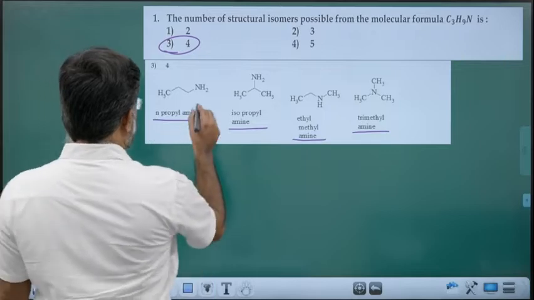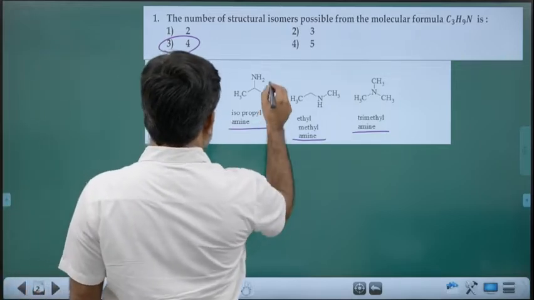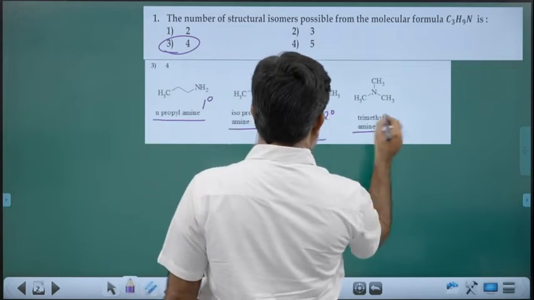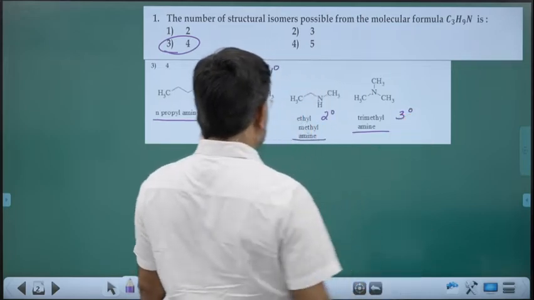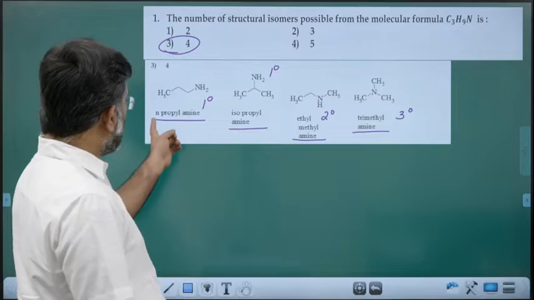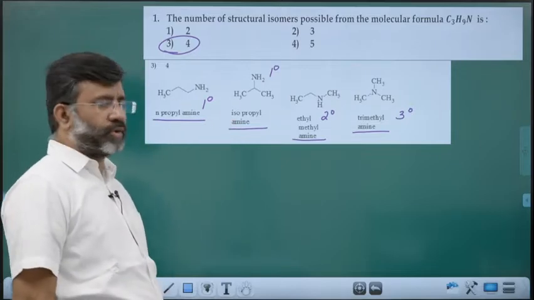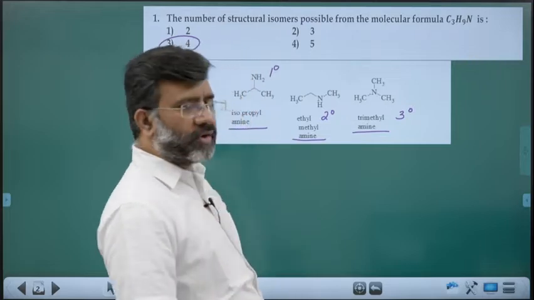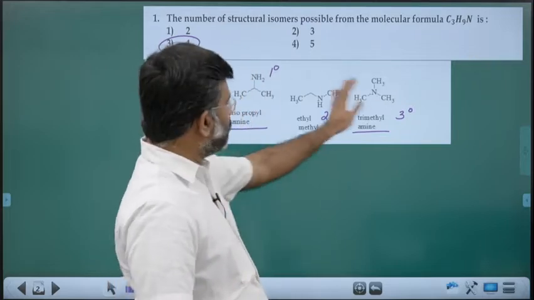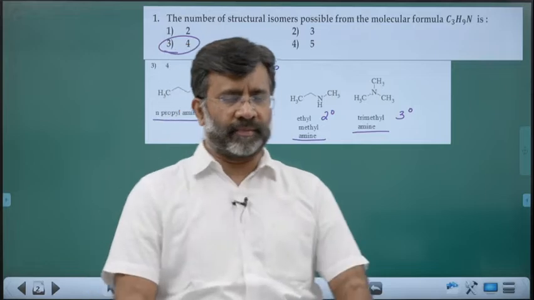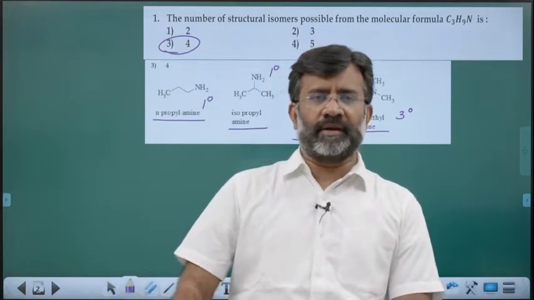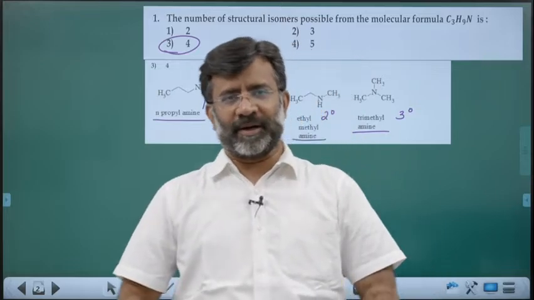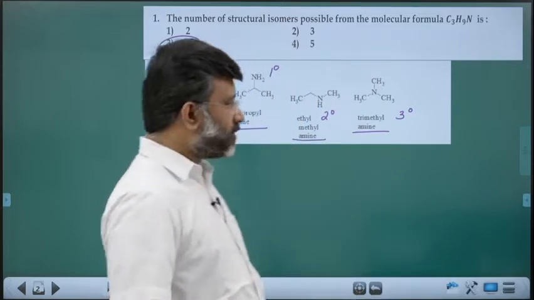2 are primary amines. This is a primary amine. This is also a primary amine. While this is a secondary amine. While this is a tertiary amine. Among 1 and 2, they are position isomers. While this one with this, it will be functional group isomerism. Primary amine, secondary amine, tertiary amine stands for what? Functional group isomerism. Right? Next question.